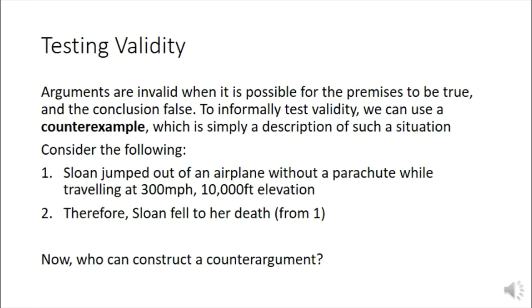Let's add some complexity to this argument and see if we can still construct a counterexample. Sloane jumped out of an airplane without a parachute while traveling at 300 miles per hour at a 10,000-foot elevation. Therefore, Sloane fell to her death. Now this one might be a little more difficult, but perhaps we still can. Suppose Sloane was part of a dive team and jumping in tandem. So though she didn't have a parachute, maybe her partner did.